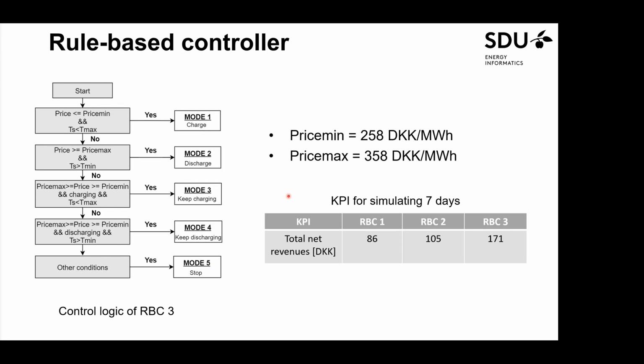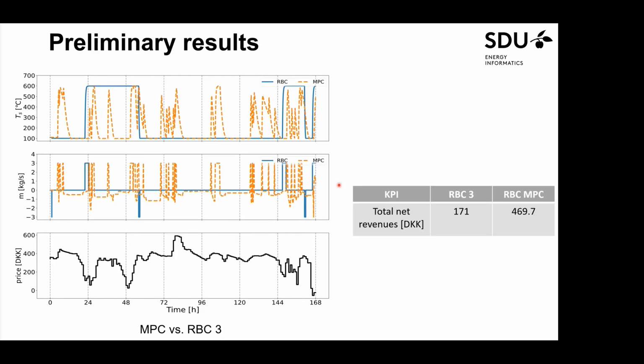Within this trial and error process, we defined this price threshold, shown here in Danish kroner per megawatt hour, and we compared the total net revenues for those 3 rule-based controllers. It turns out rule-based controller 3 generates the best performance among them. Therefore, we will use rule-based controller 3 to compare with MPC. So these are some preliminary results.